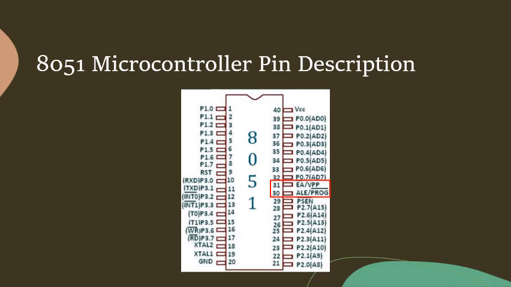Pin 31. EA stands for External Access Input. It is used to enable or disable external memory interfacing. In 8051, EA is connected to VCC as it comes with on-chip ROM to store programs. For other family members such as 8031 and 8032 in which there is no on-chip ROM, the EA pin is connected to the ground.